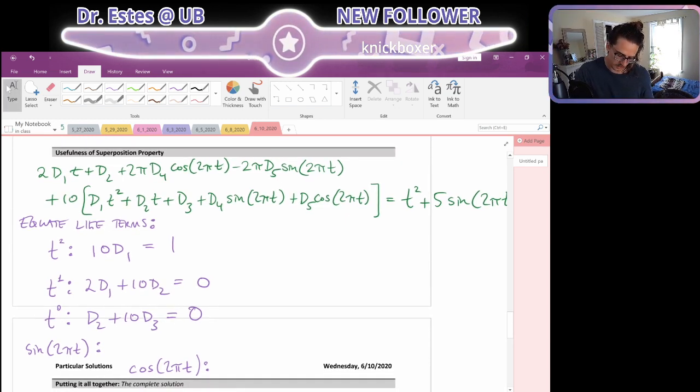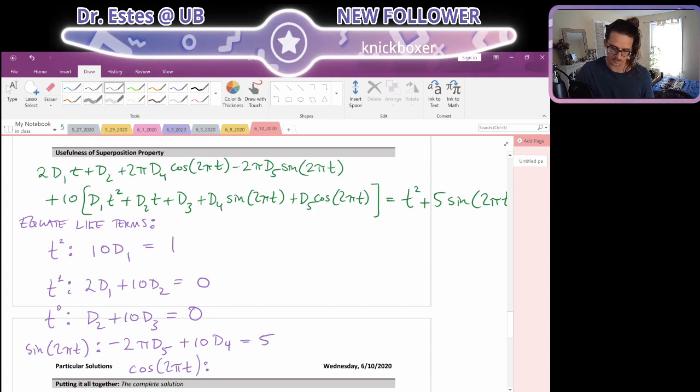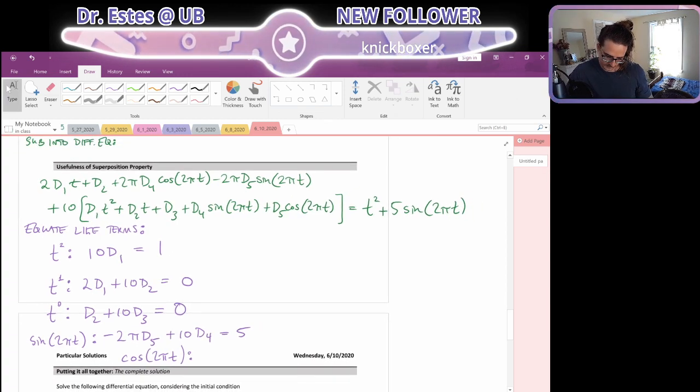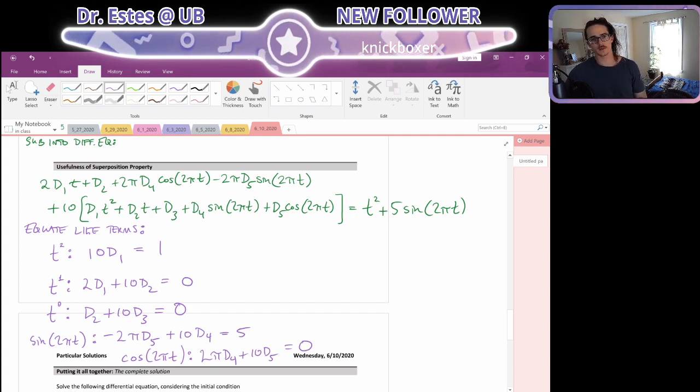For sine, let's look at the left-hand side. I have minus 2 pi d5, and then I have plus 10 d4, and the right-hand side has 5. Cosine, left-hand side has 2 pi d4, and it also has plus 10 d5. And the right-hand side has 0 times all the cosine terms.